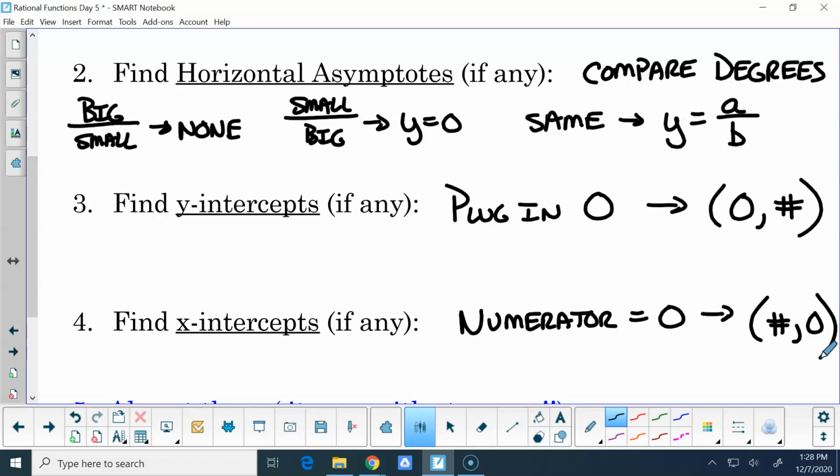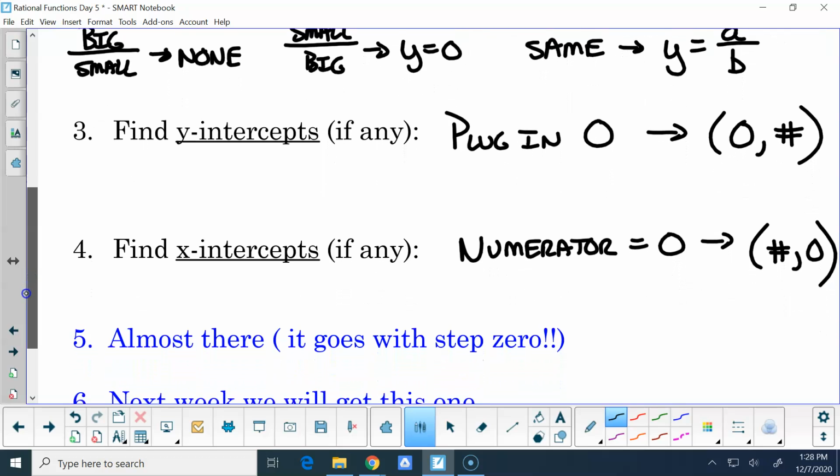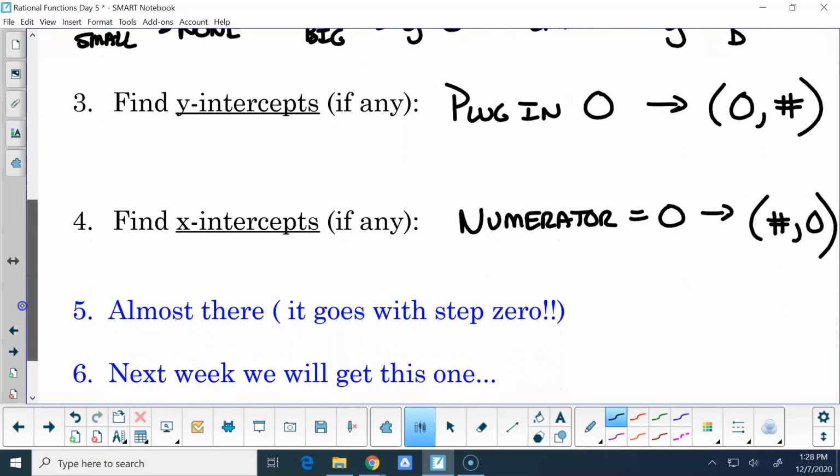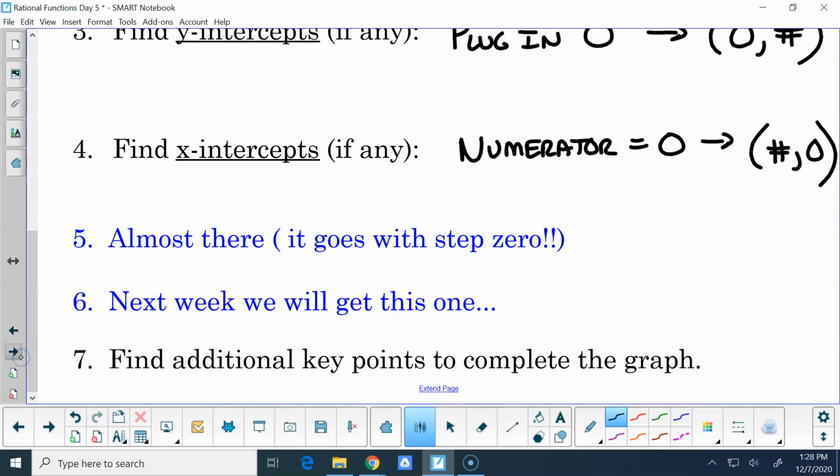Step 5 we'll get to on Wednesday. It goes with step 0. Step 6 we'll get to next week: slant asymptotes. Step 7, find any additional points to complete the graph. And like we said before, we want at least 2 points in each zone.